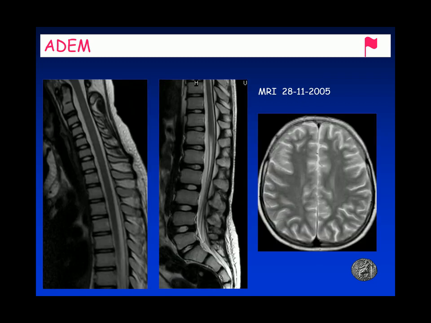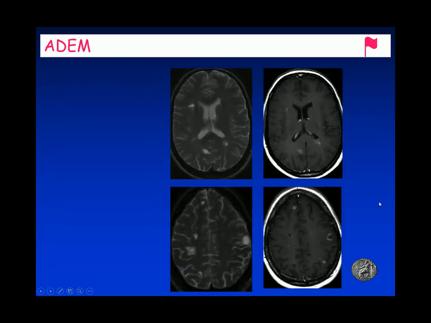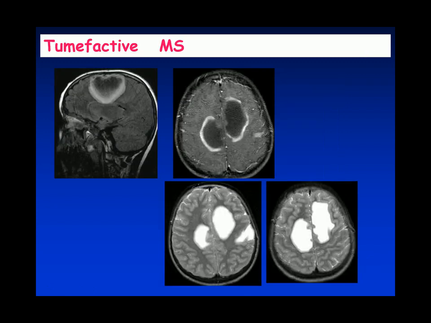And if you follow up the child, you will see that there is a normalization of the appearance of the spinal cord, and a normalization of the appearance of the brain. Here, another case of ADEM, looking pretty much like multiple sclerosis with ring enhancement, and you should image the spinal cord in order to make the difference.